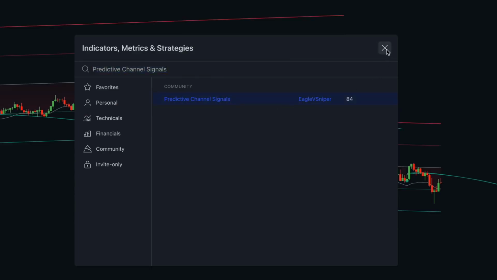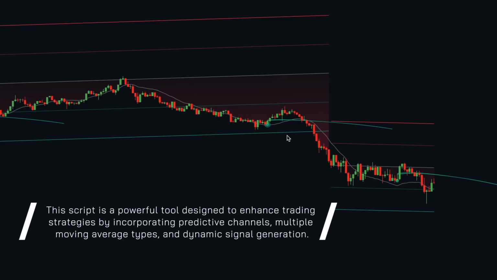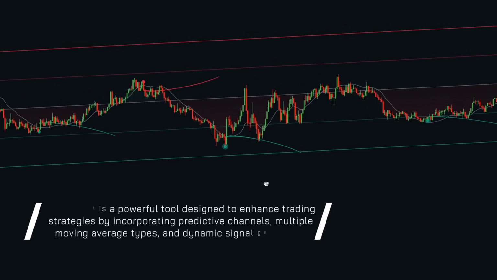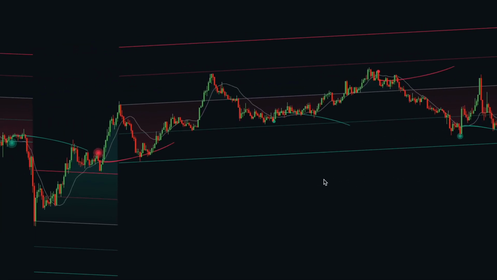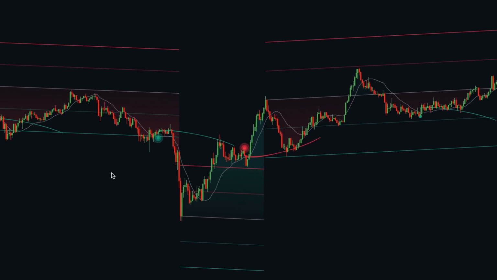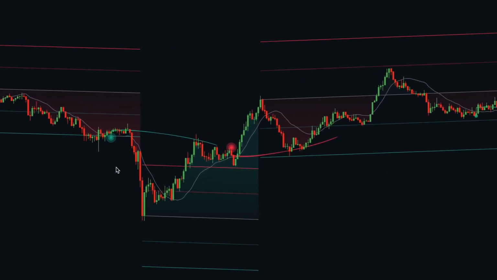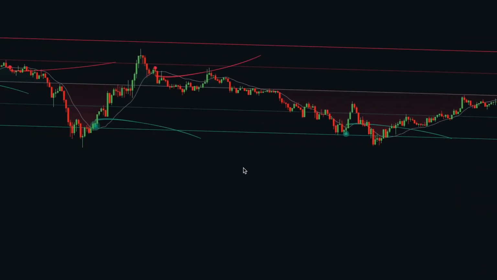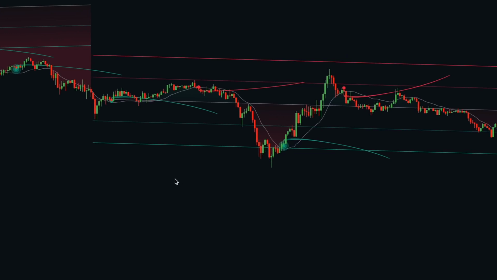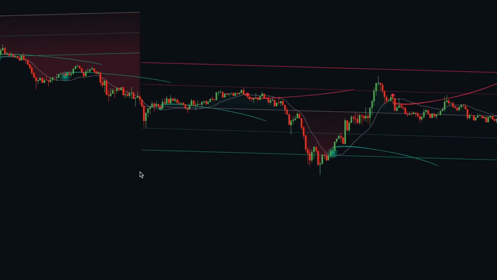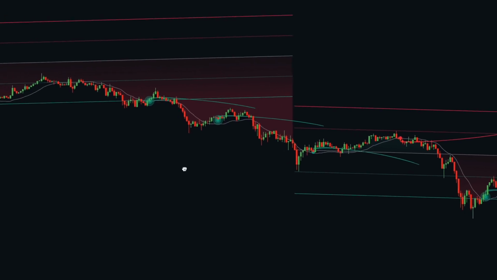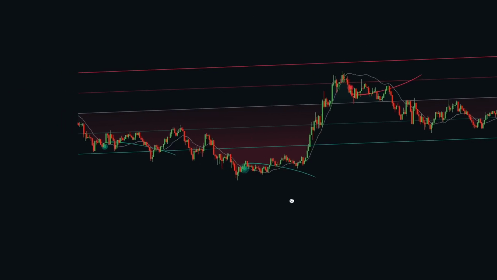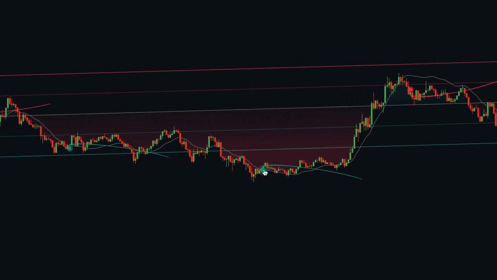This script is a powerful tool designed to enhance trading strategies by incorporating predictive channels, multiple moving average types, and dynamic signal generation. The script is meticulously crafted for traders who seek to identify potential support and resistance levels, anticipate market reversals, and optimize entry and exit points through advanced technical analysis. The script calculates predictive channels based on price movements and volatility, represented by adjustable factors for sensitivity and slope. These channels adapt to changing market conditions, providing real-time support and resistance levels.